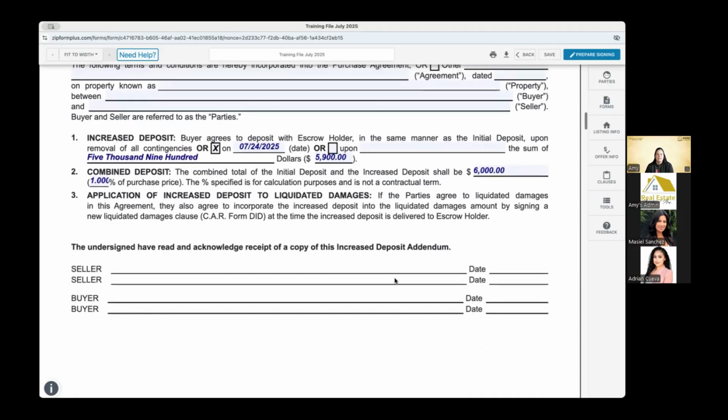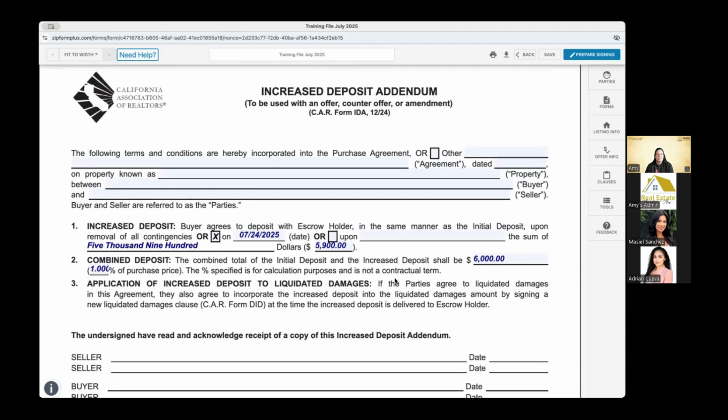All right. So that's our IDA form. Any questions about the IDA form?